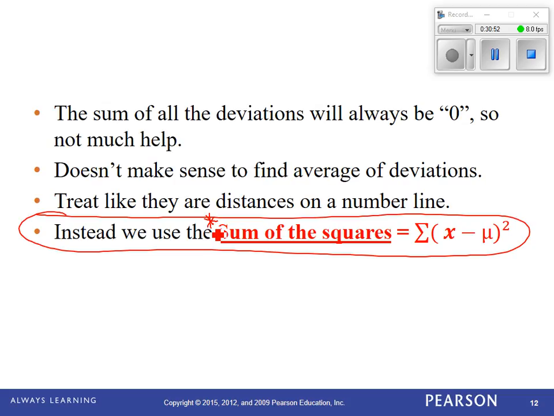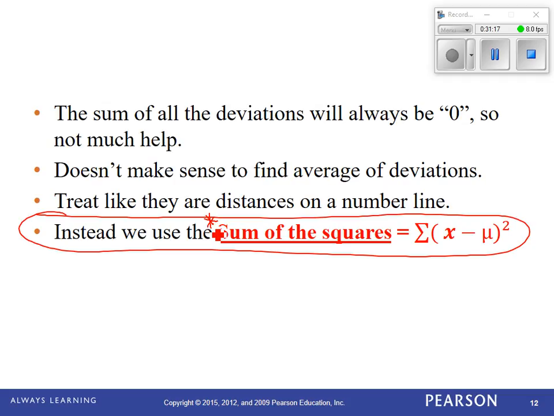Treat them like they're distances. When I walk backwards, did I walk negative 2 steps? No, I still walked 2 steps. Distances always end up being positive. So treat them like they're distances. It's always going to be a positive number.